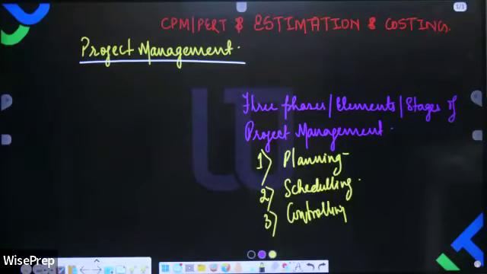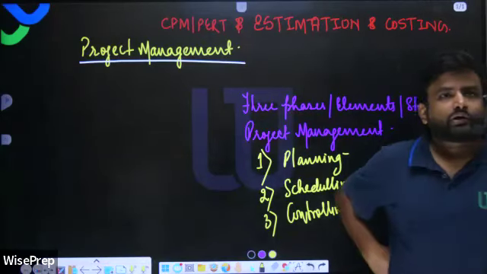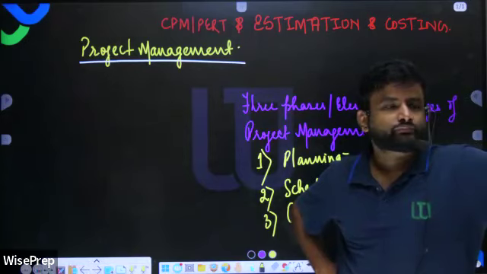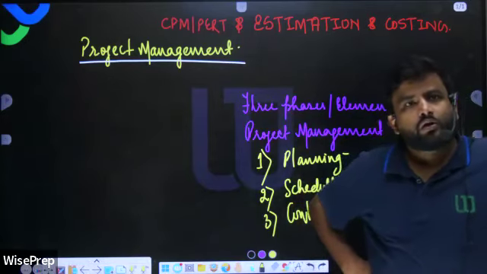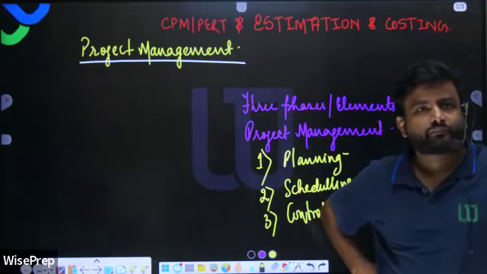Planning and scheduling are done before the start of the project, while controlling is done after the start of the project.